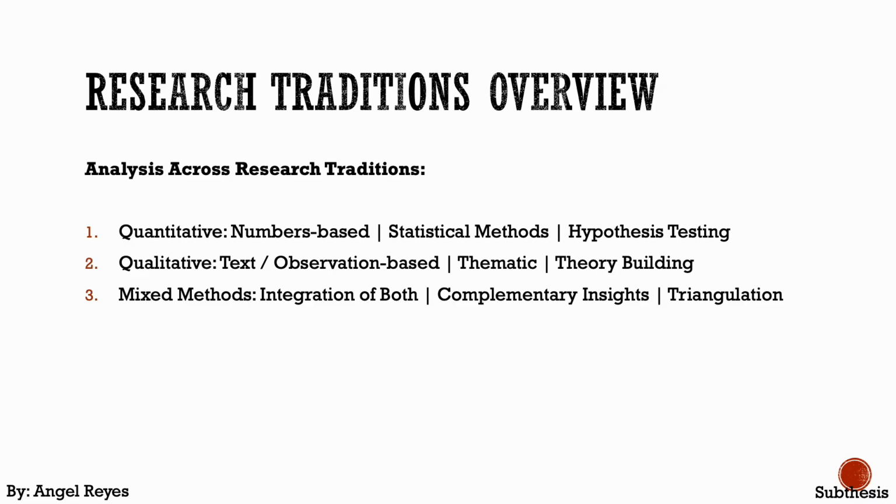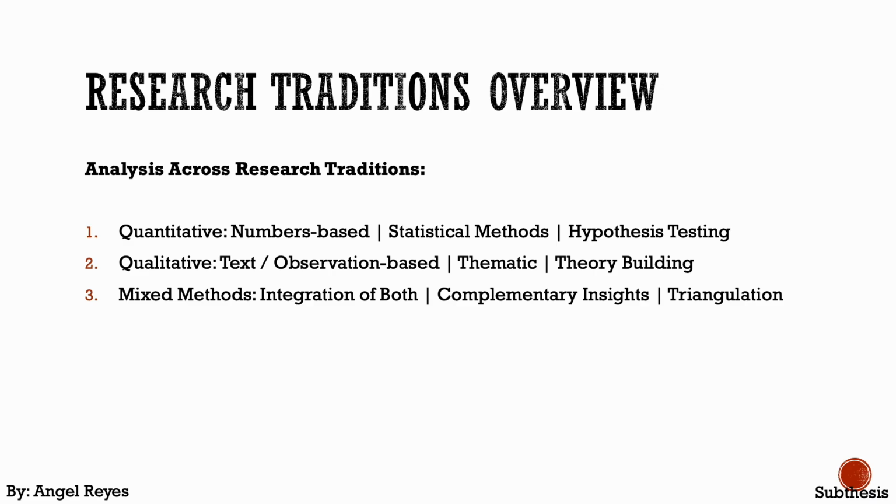When we run a t-test to compare two groups, calculate a correlation coefficient, or build a regression model, we're in the quantitative tradition. This approach assumes we can measure phenomena numerically and that statistical patterns reveal important truths about the world. It's powerful for generalization and precise comparison.